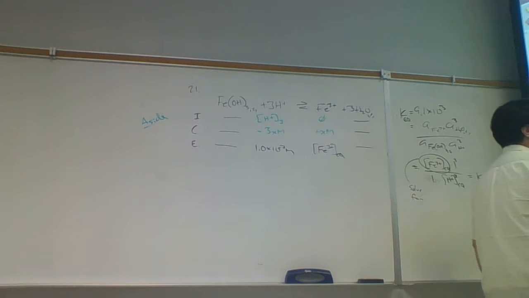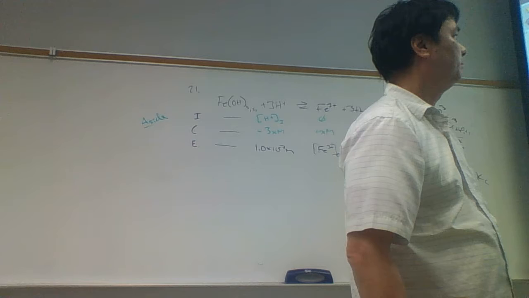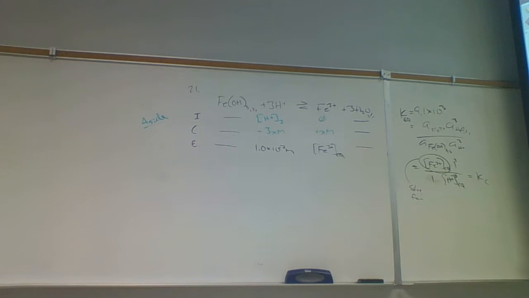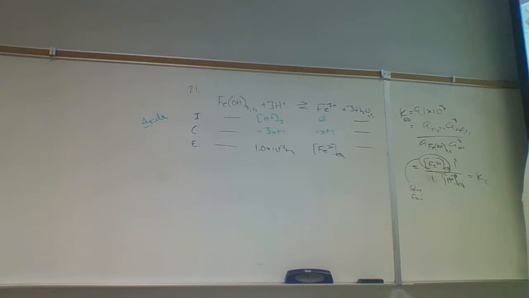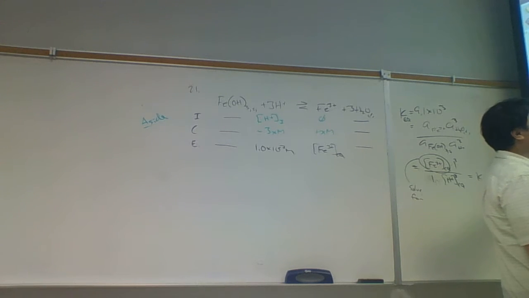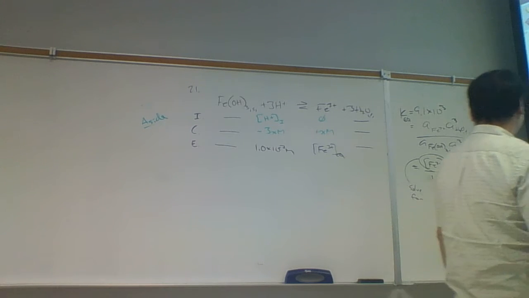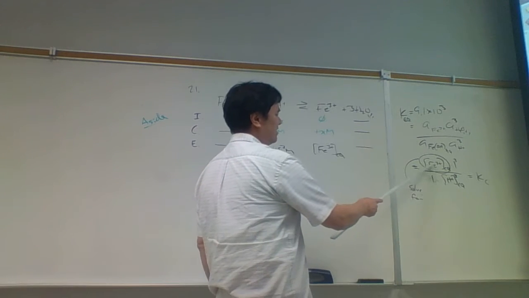All right, now problem 22 is the same type of deal. They give us the K value and they just want to figure out the equilibrium concentration. So it's a very similar problem. Then 23, did I talk about 23 yet? I did? Oh, okay. So in 23 we have two unknowns.